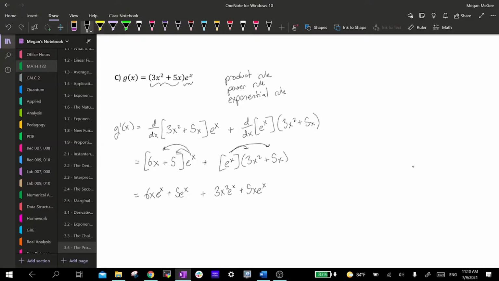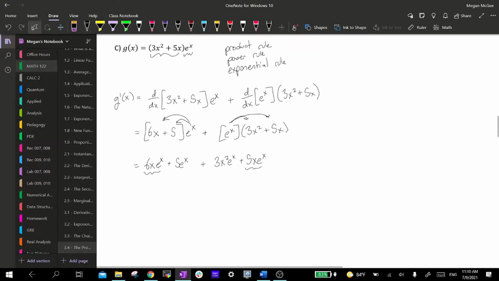And then we have these like terms here. We can add them together and we'll end up with 3x squared e to the x plus 11x e to the x plus 5e to the x as our final answer for our derivative.